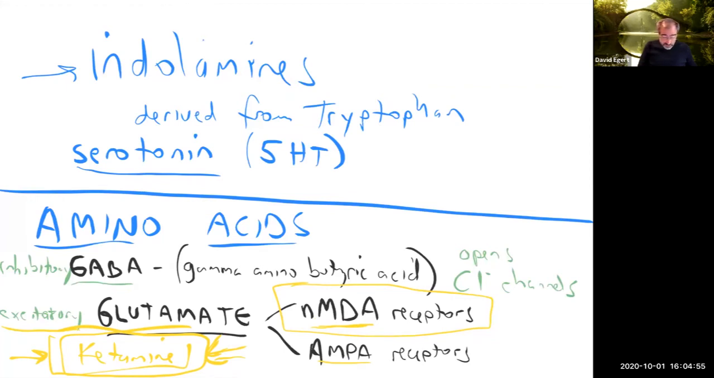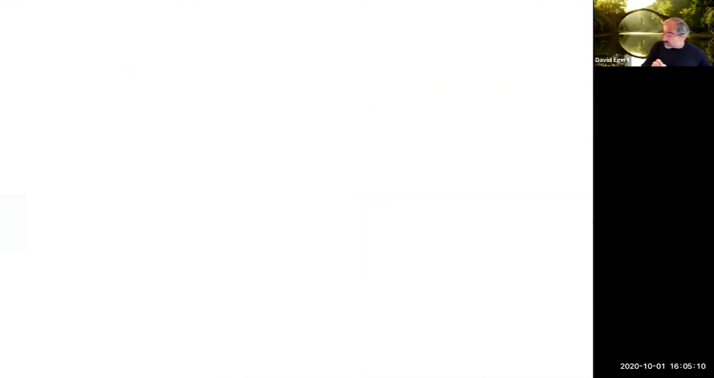So glutamate, important. NMDA receptors, important. Let's continue. Peptides.